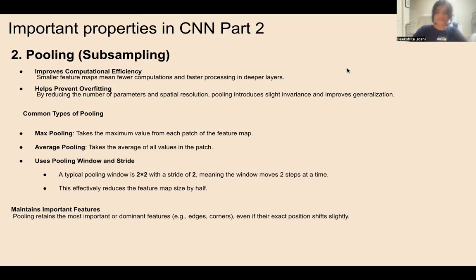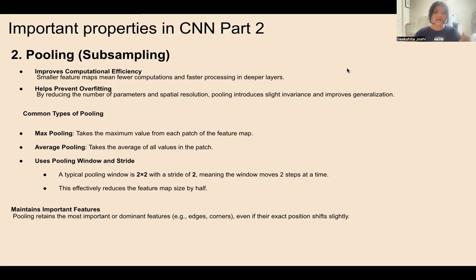It helps prevent overfitting. By reducing the number of parameters and spatial resolution, pooling introduces slight invariance and improves generalization. What this is trying to say is it's reviewing all the data, so it's much more accurate than other smaller neural networks. Common types of pooling: max pooling takes the maximum value of each patch of the feature map. Average pooling takes the average of all values in the patch.